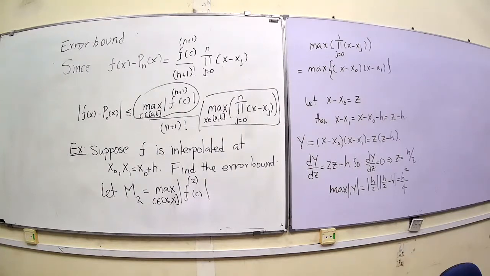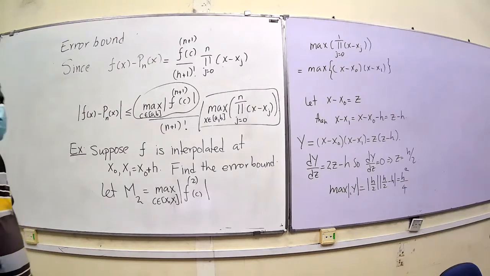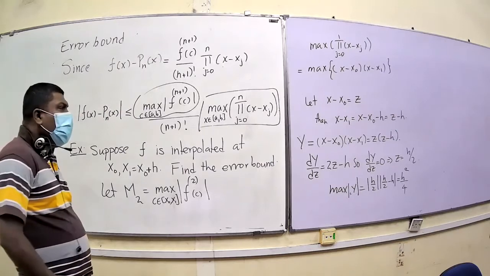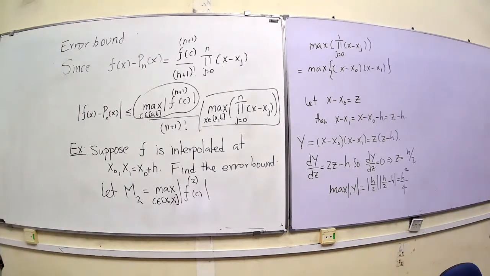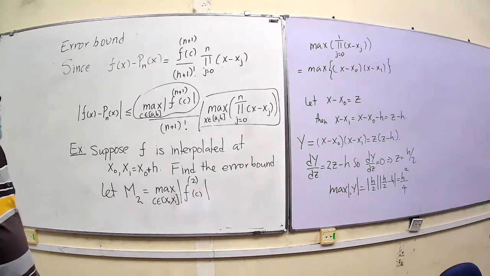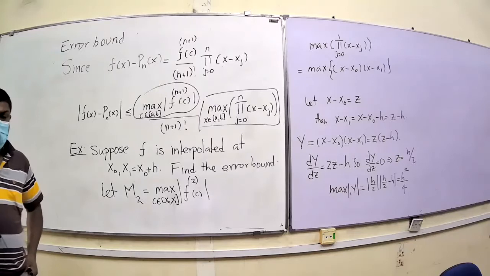You can directly multiply (x minus x naught) into (x minus x1), so you have x squared minus (x naught plus x1) into x plus x naught x1, and you take the derivative. That will also work. So everything will work. I just do it in a way which is more convenient for me, but you can always use different ways to find the maximum. The only idea you are using is that the maximum of a function occurs either at the endpoints or at the turning points.